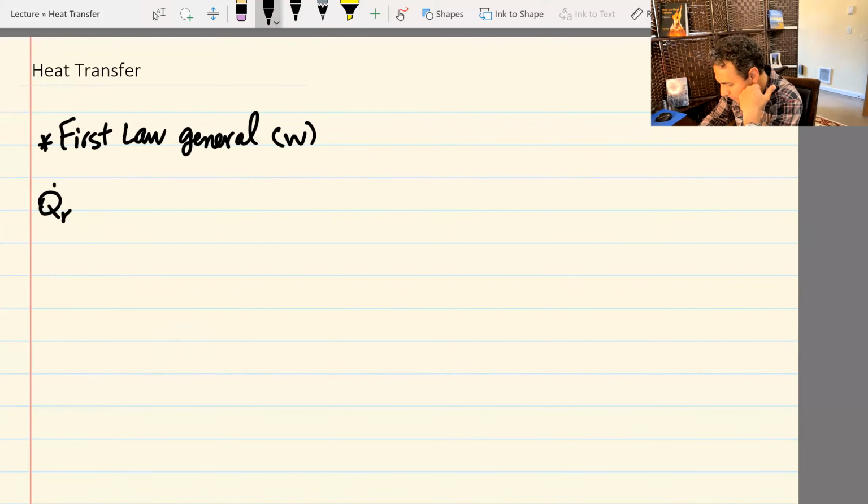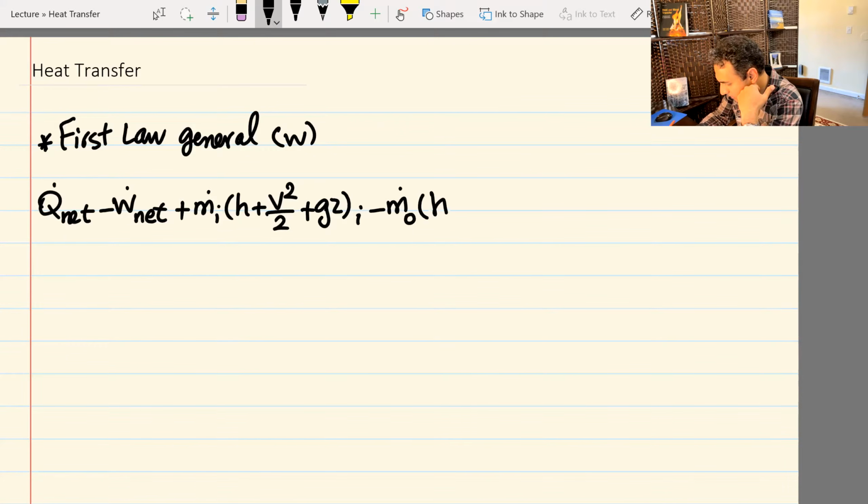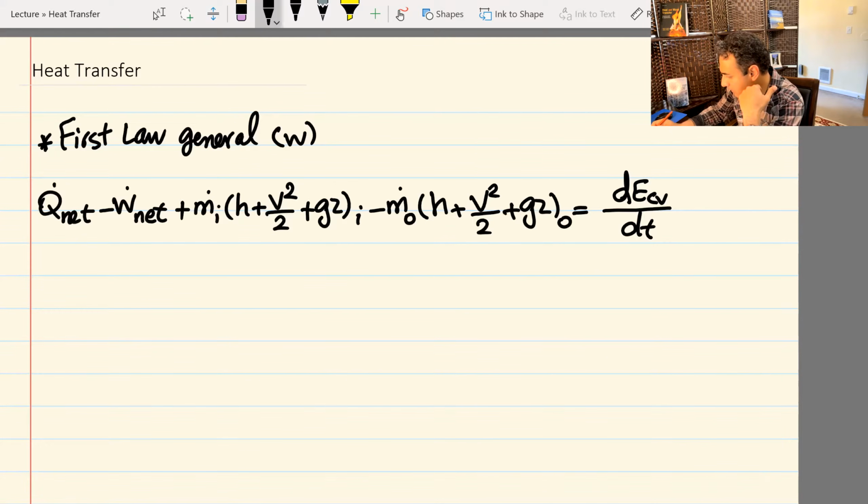Q dot net minus W dot net plus m dot in times (h plus V squared over 2 plus gz) in, minus m dot out times (h plus V squared over 2 plus gz) out, equals dE control volume over dt. The unit of this is watts.